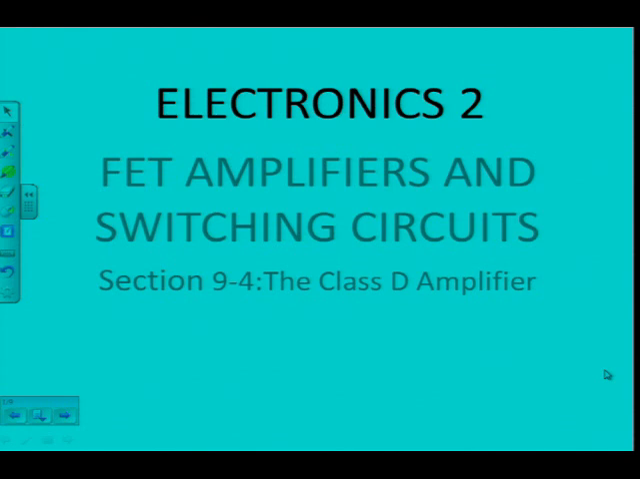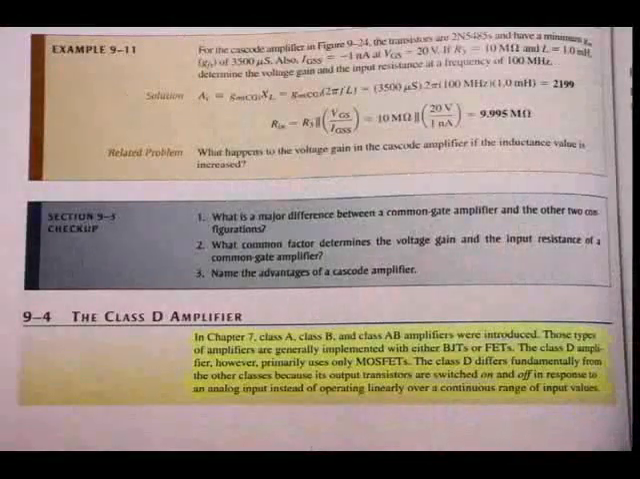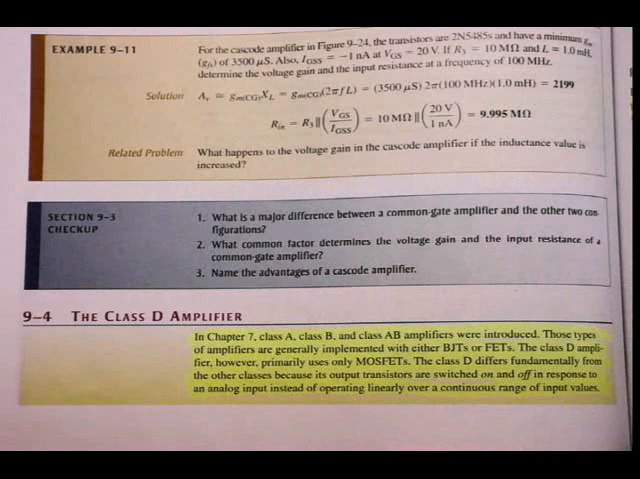Okay, we're going to carry on today, Chapter 9, Field Effect Transistor Amplifiers and Switching Circuits, specifically Section 9.4, the Class D amplifier. Class D amplifier on page 454. Just want you to underline again the sections that I have done. As usual, the introductory paragraph for the Class D amplifier.